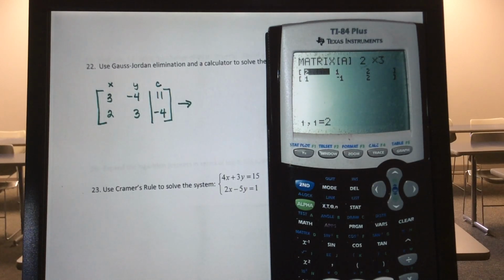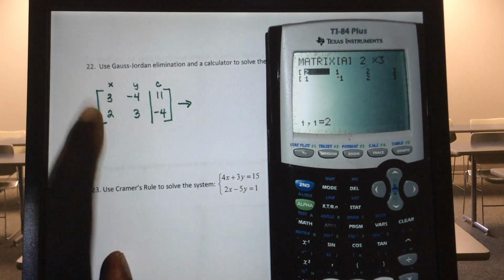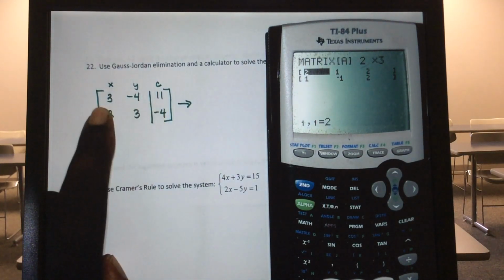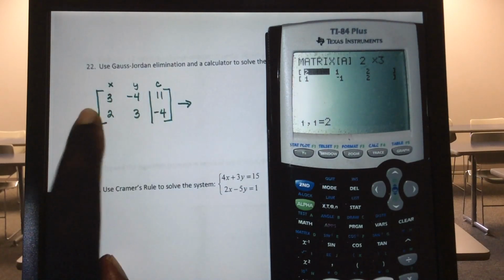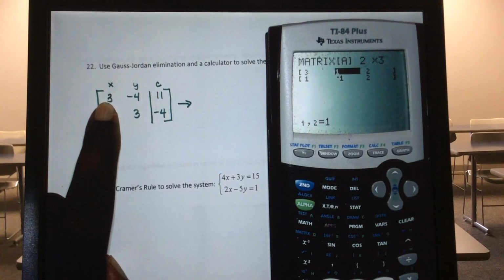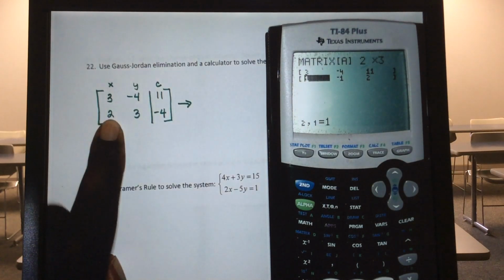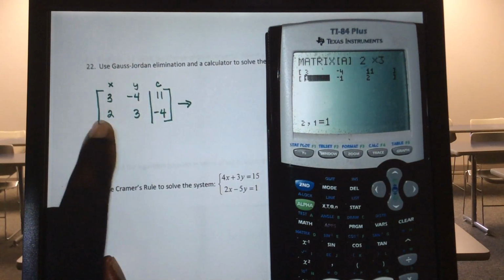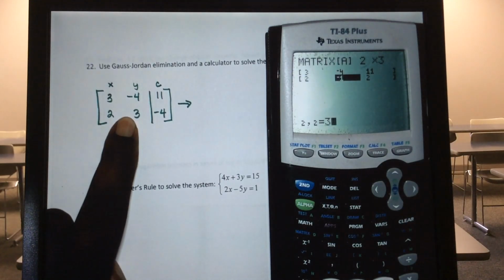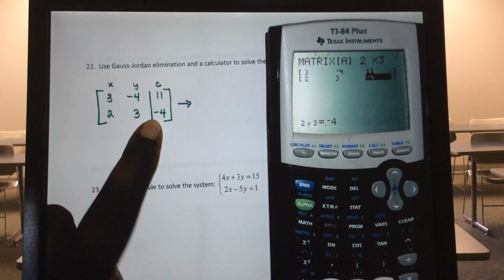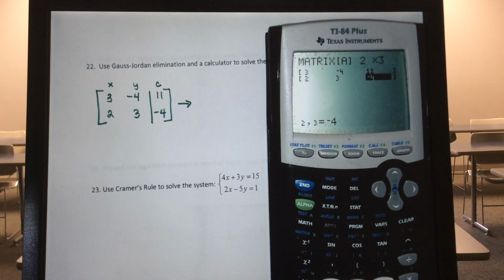Now I'm going to enter each element row by row, starting with that first row: 3, negative 4, and 11. So I'm going to start with a 3 and then enter, then go to negative 4, enter, then 11, enter. It's going to take me to the second row where I need to enter the second row numbers: 2, enter, 3, enter, negative 4, and make sure you do press enter after the very last number in the last row and last column. And then I'm going to quit by pressing second and mode to get out of it.